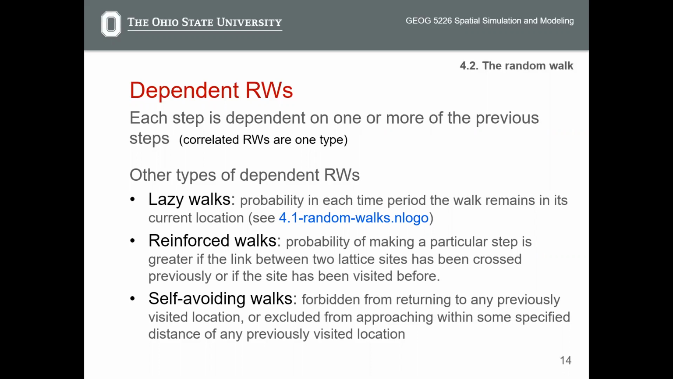And self-avoiding walks are the opposite of reinforced walks: the walker is forbidden from returning to any previously visited location, or excluded from approaching within some specific distance of any previously visited location. Which means that if a place has been visited, you can forbid the walker to visit it again, or even make this rule more strict.